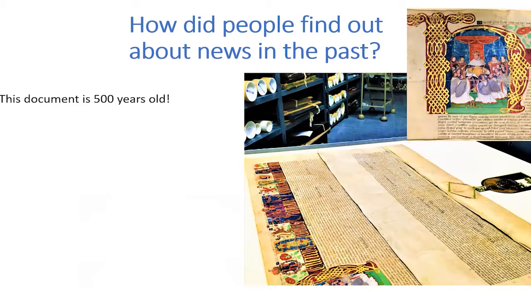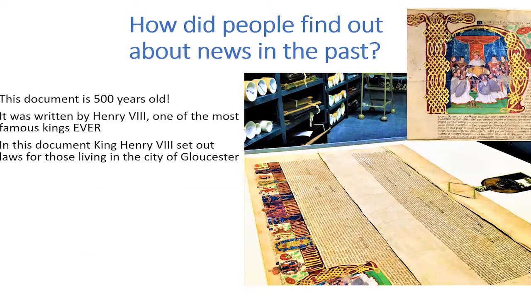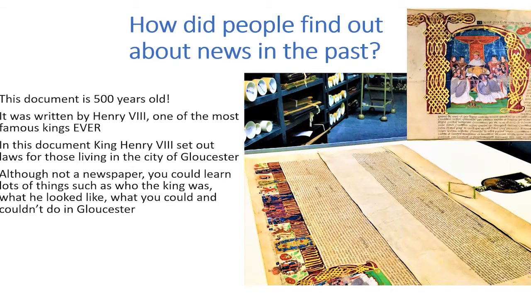So this document here is about 500 years old, and it's one of the items that we keep here at the archives. It was written by Henry VIII, who is one of the most famous kings ever. And in the top right-hand corner, you can see a picture of Henry VIII. You can see you've got a big letter H for Henry, and then he's the man right in the middle there with all his advisors around him. And in this document, King Henry VIII set out the laws for those living in the city of Gloucester.